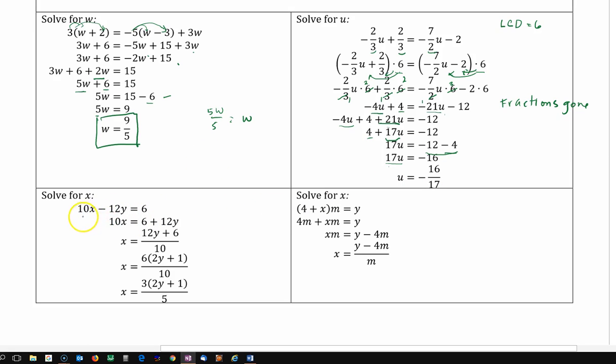Next, the difference between this equation and the other equations is that there are two variables, x and y. But we are solving for x, so our goal is to get x alone on one side. So 10x minus 12y equal to 6. These are unlike terms. We want to keep the 10x, so we move the 12y. We add 12y to both sides.